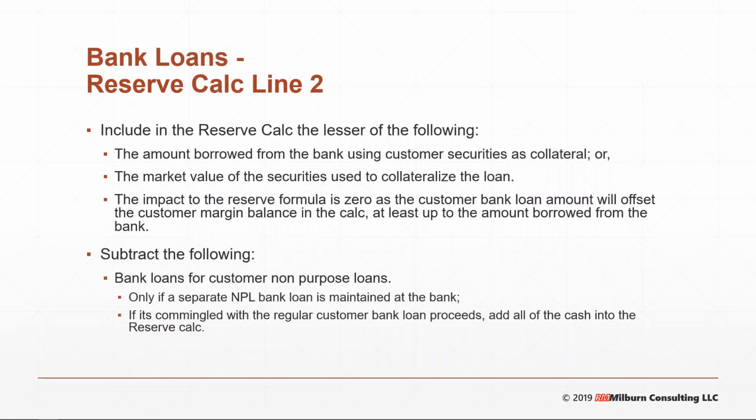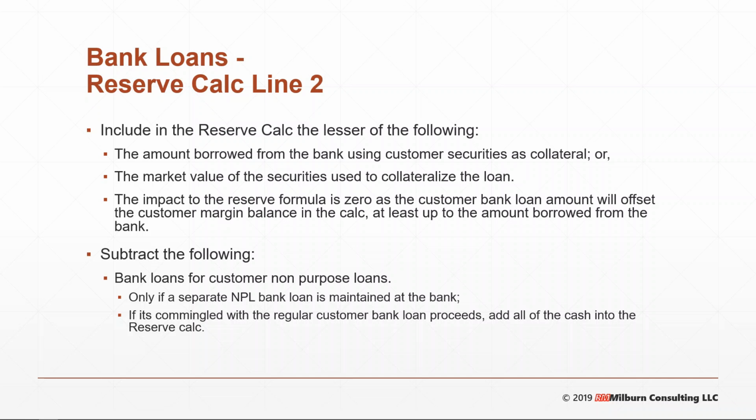So what does the reserve calc line look like? That's line 2, and you're going to include on the reserve calc the lesser of the following: either the amount borrowed from the bank or the market value of the securities used to collateralize the loan. Essentially, this is going to have a zero impact on your reserve formula simply because the amount that's borrowed from the bank will offset the amount on the debit balance side with the customer receivables, at least up to the amount borrowed from the bank.